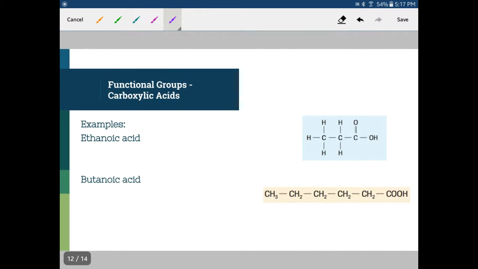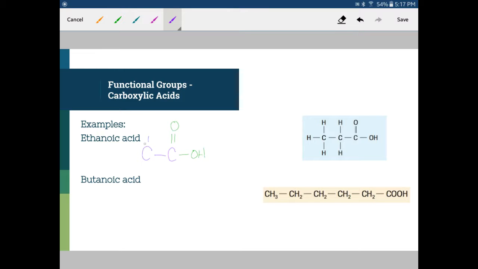So if we look at ethanoic acid, we would say that we have two carbons. We have a carbon bonded to a carbon. And off of one of our carbons, we don't add an additional carbon. We just base it off of what we have given here. We have our double bonded O and our single bonded OH, which makes this ethanoic acid.